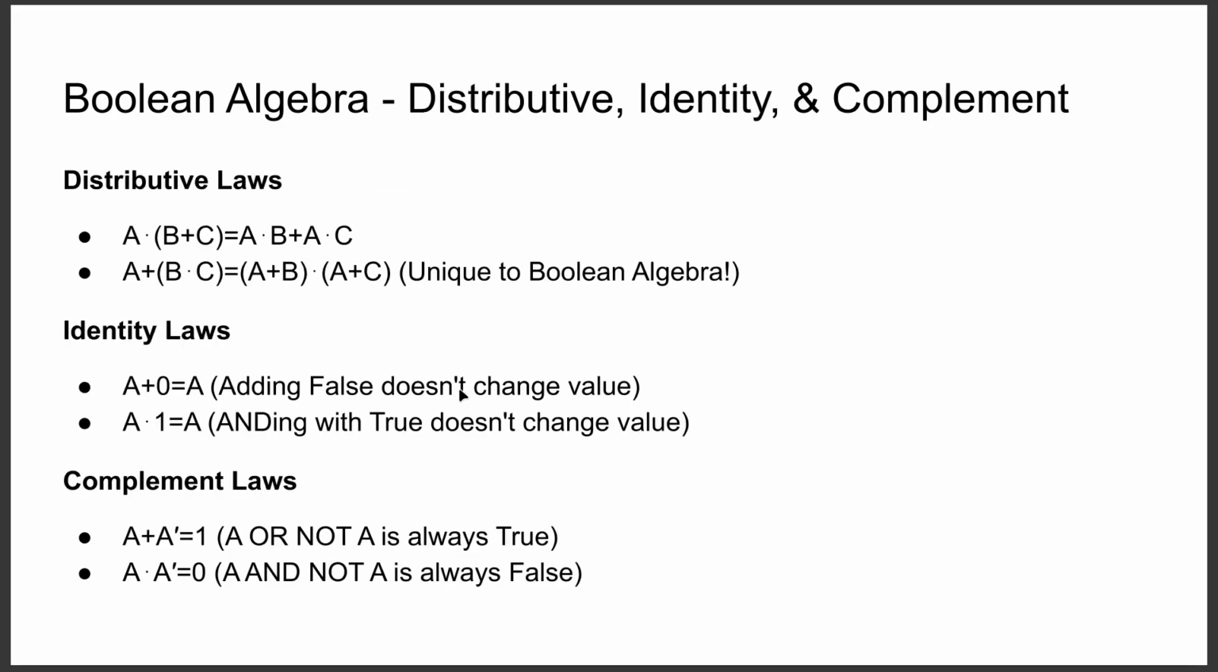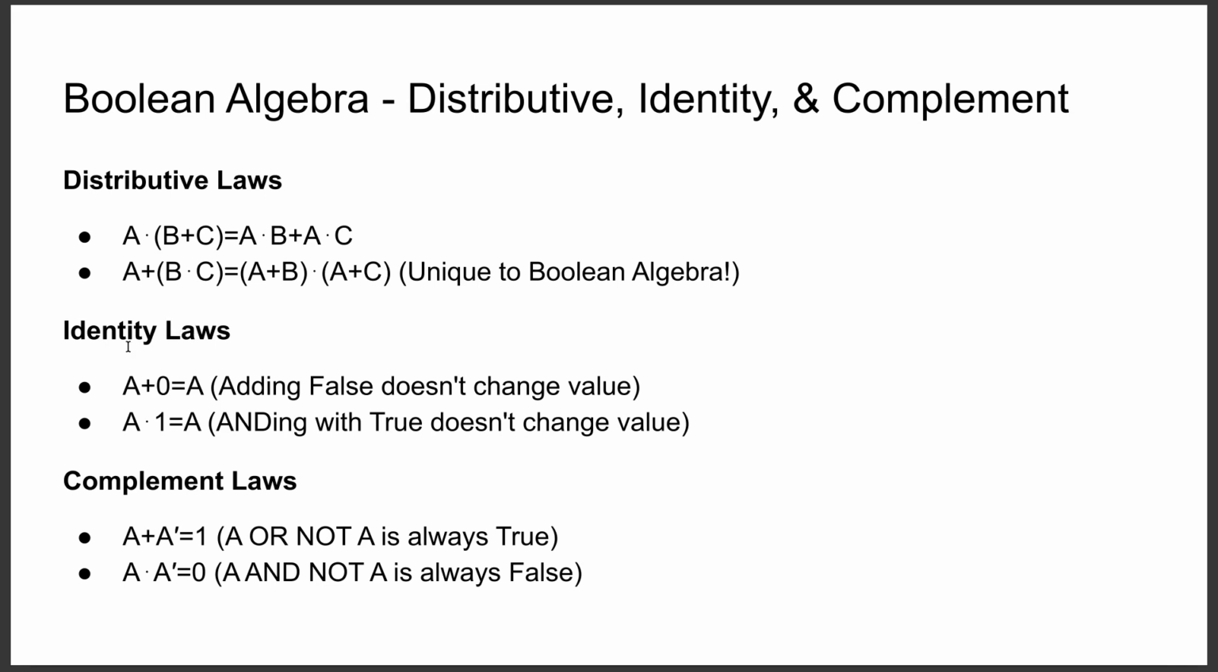Distributive, identity and complement. The distributive laws: A and (B or C) is equal to (A and B) or (A and C). And then A or (B and C) is equal to (A or B) and (A or C). It's only unique to Boolean algebra.